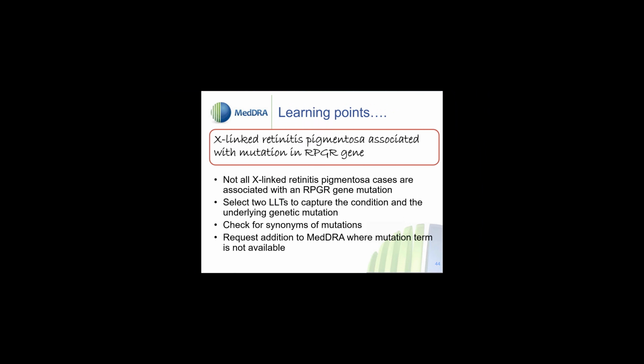Here are our learning points. We saw that not all X-linked retinitis pigmentosa cases are associated with an RPGR gene mutation, so it cannot be considered a distinctive sign for the disease, and it may be relevant for future gene therapeutic approaches as well. So it's worth capturing. I looked it up and saw that first phase 1 and 2 studies have already been conducted to repair this mutation via viral vectors. That is why we should capture the condition and the underlying gene mutation, because it's medically relevant information.